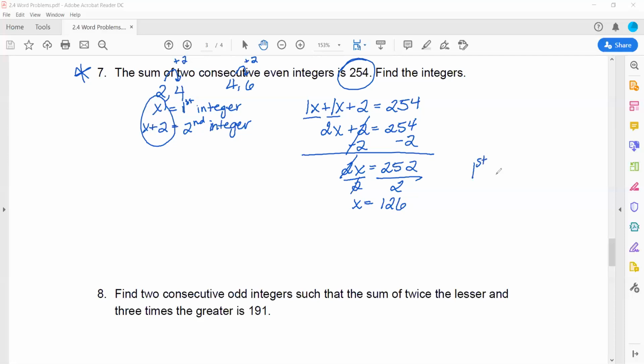We wanted to know what the 2 integers were, so I'll say the first integer and the second integer. The first integer we got right here is 126. The second integer, we know they're consecutive even integers, so the one right after this would be 128. The other way of getting that is using our expression that we got over here. That'll be x plus 2, so 126 plus 2.